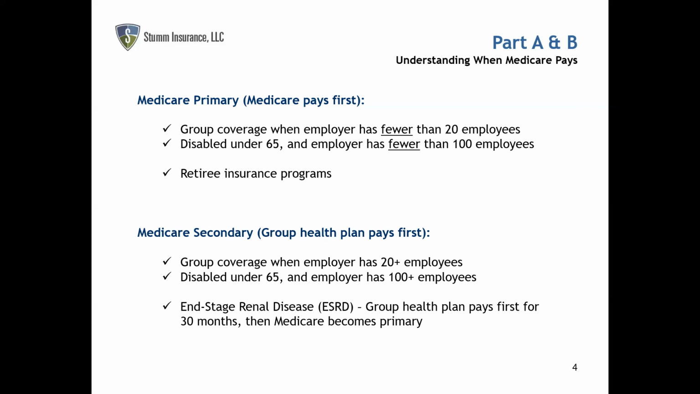And then you'll see under that, there are other situations where Medicare determines if it's secondary: if you're disabled and the employer has over 100 employees, or if anyone has end-stage renal disease, there's certain timing of when Medicare is primary and secondary.